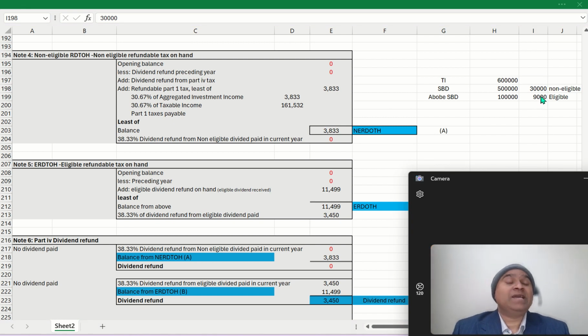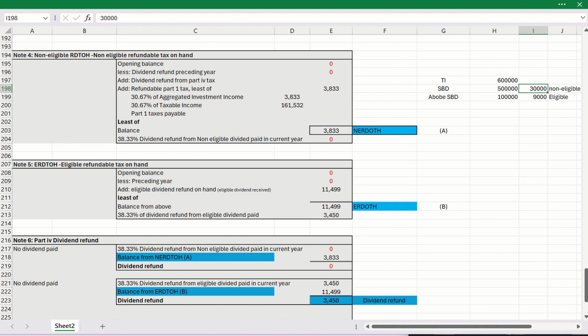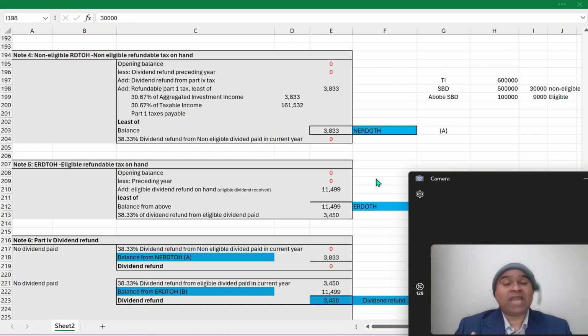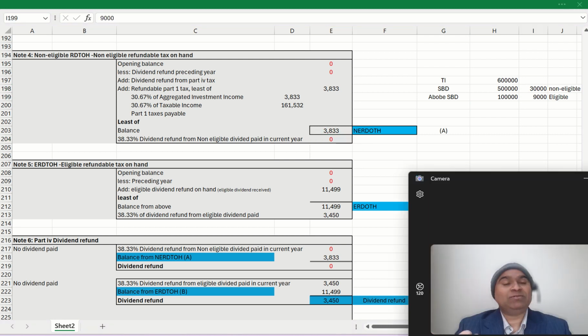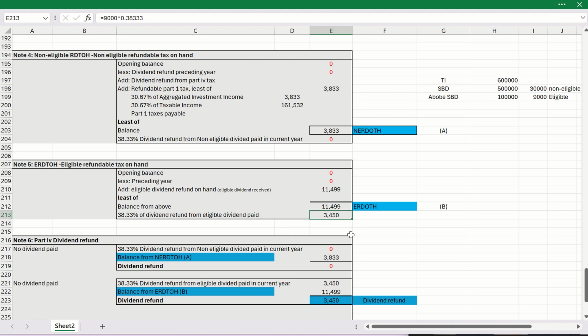If we paid $9,000 from the non-eligible, which we didn't in this case, then it would trigger some dividend refund. But we didn't pay anything. Since we didn't pay anything, then this bucket, we don't have any balance. We paid $9,000 from here in here. As you can see, since we paid $9,000 in eligible dividend, it created a dividend refund.